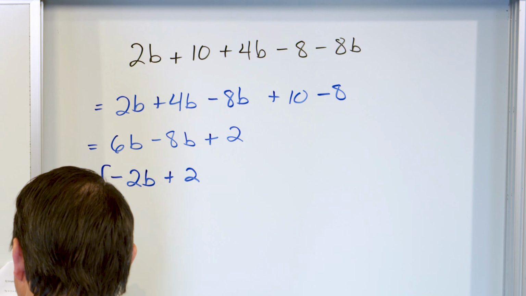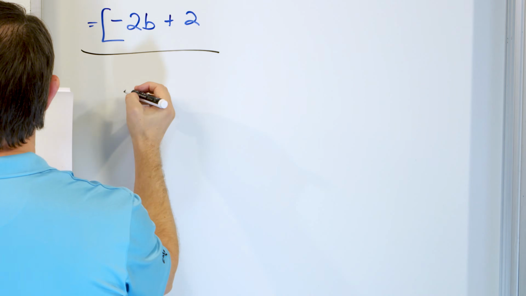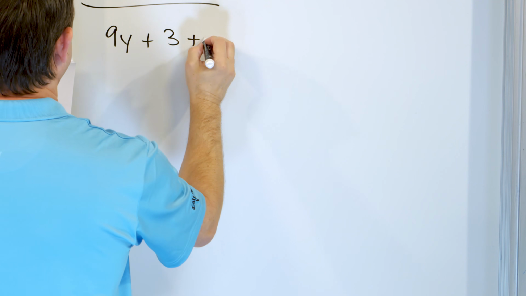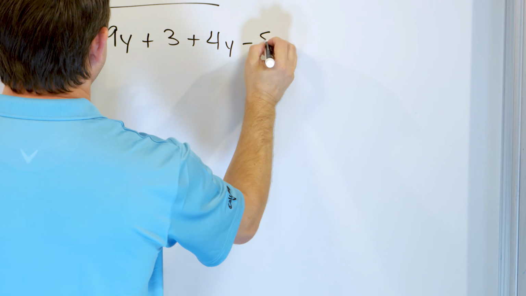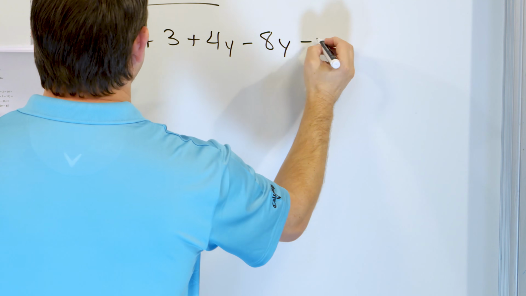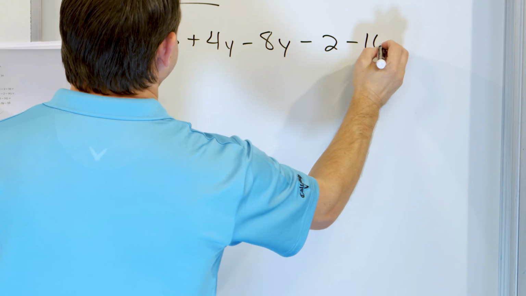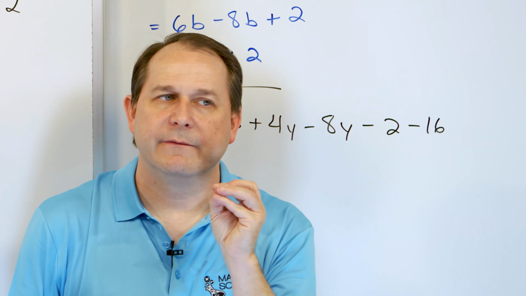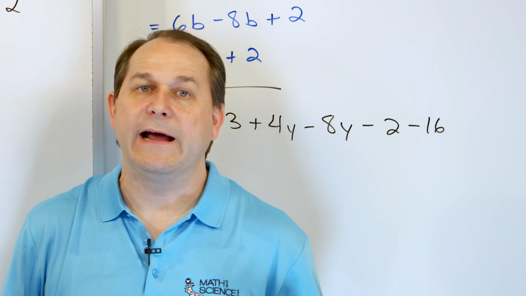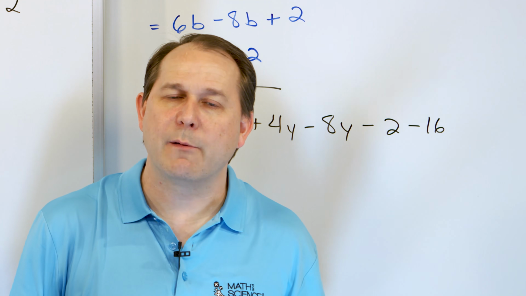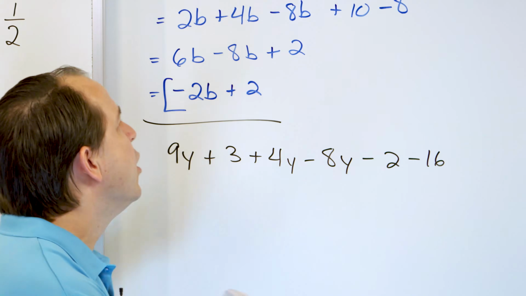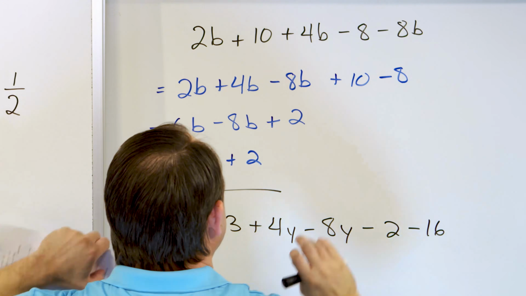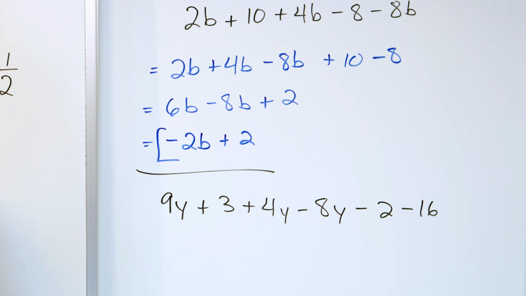All right, only, I think, 2 or 3 more. Let's take a look at 9 times y plus 3 plus 4 times y minus 8 times y minus 2 minus 16. Now, there are many ways to tackle problems. I could do this another way, but I want to take the opportunity to do it a slightly different way. What we've usually been doing is rearranging everything so all the terms are together and then move along. But we don't have to do it that way.